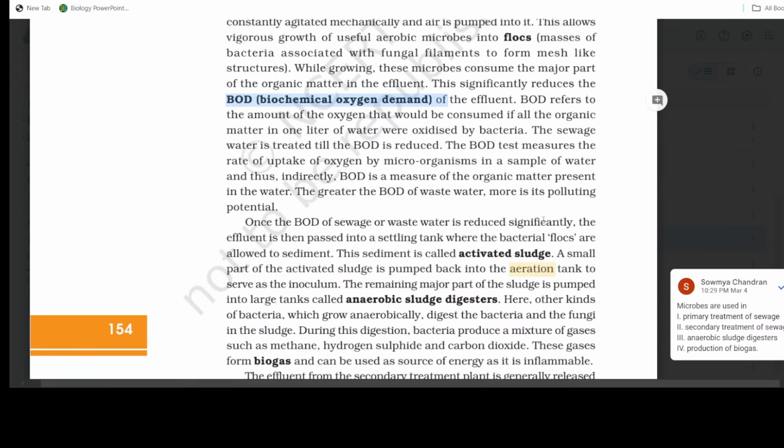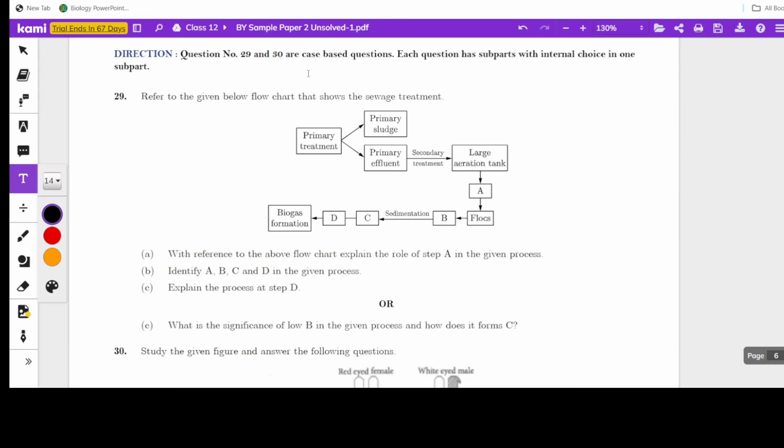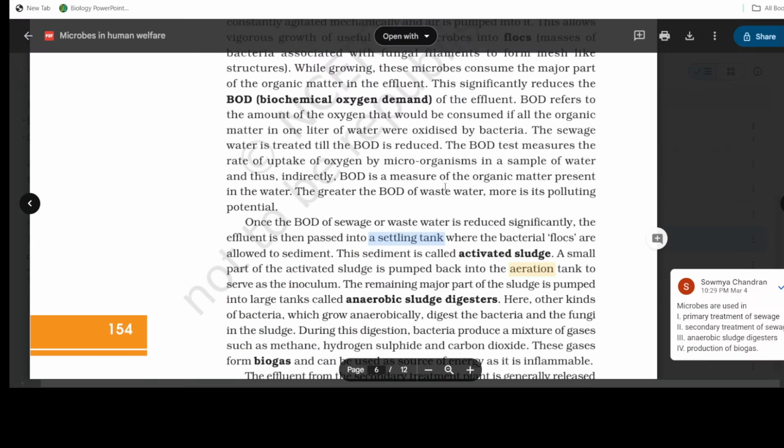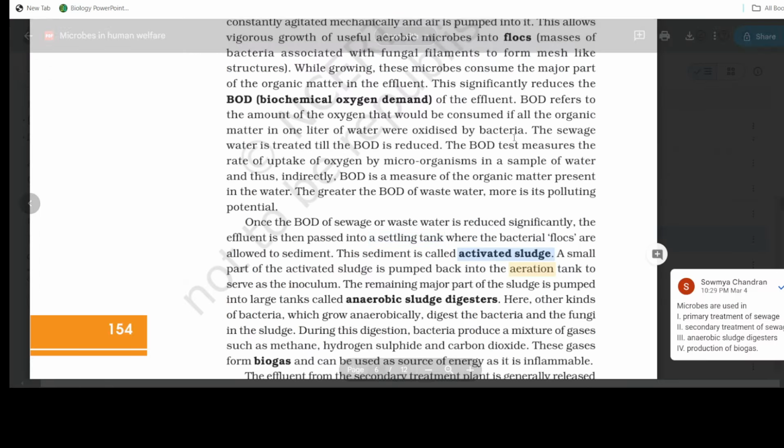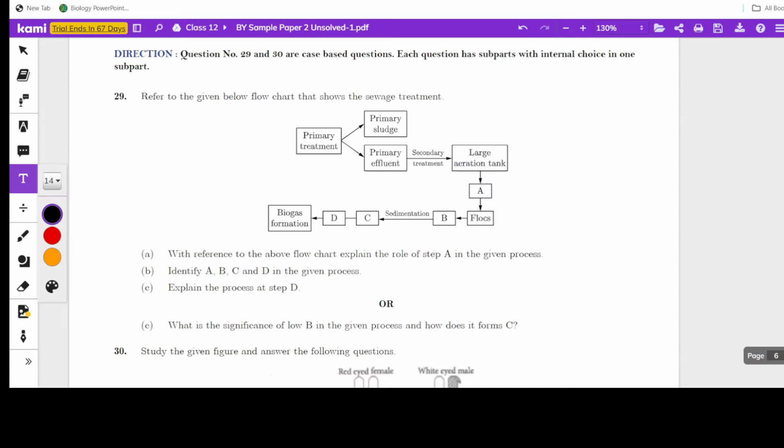Once the BOD is reduced significantly, these flocs are allowed to sediment. So now it is passed into a settling tank, where sedimentation is happening. And then after sedimentation, what do we get? We get activated sludge. This sediment is called activated sludge.